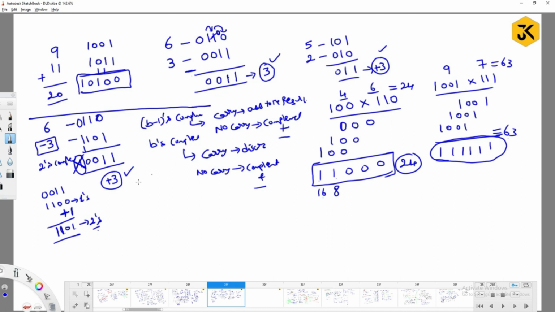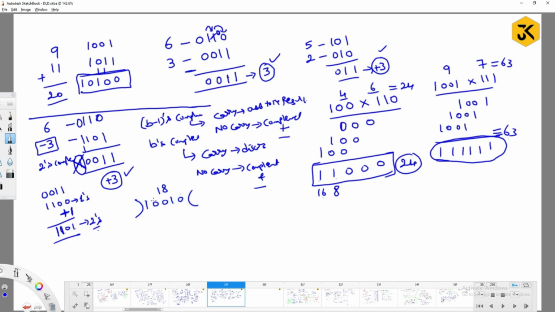Similarly, if you take division of two numbers, for example, I am trying to take two numbers. 1 0 0 1 0. What is 1 0 0 1 0? So 1 2 4 8 16. 16 plus 2 is 18.